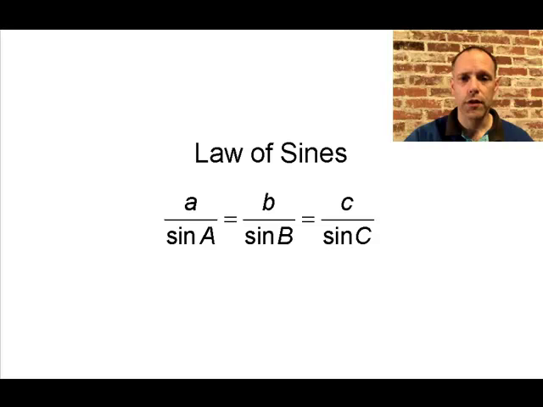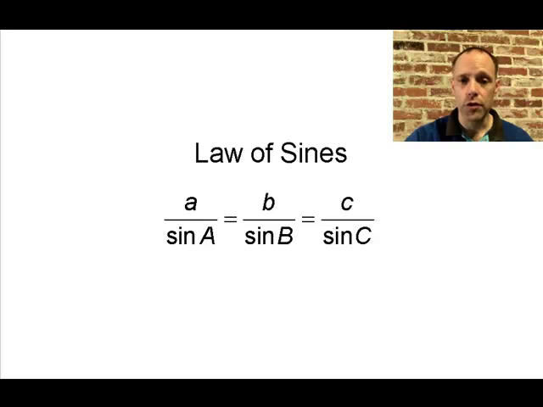Most textbooks state the law of sines as the length of side A over sine of angle A equals the length of side B over sine of angle B equals the length of side C over sine of angle C. Now, as long as you know two angles and one side, using the law of sines is no problem. You'll always get just one triangle.